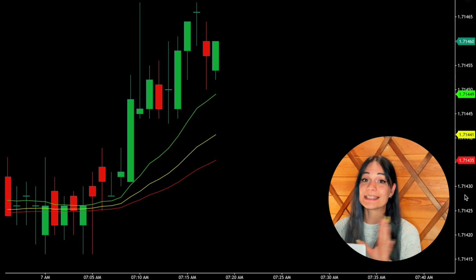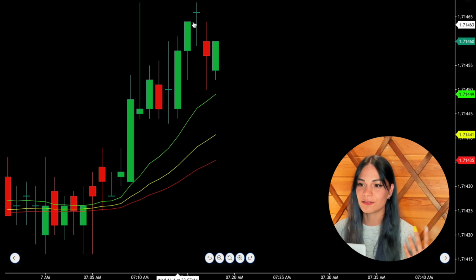Now let's talk about when we can actually trade with this Triple EMA strategy. First thing, we need to find an existing trend, right? For example, here we can see an uptrend. All 3 lines are disconnected and they are going up. The chart is above those 3 lines.